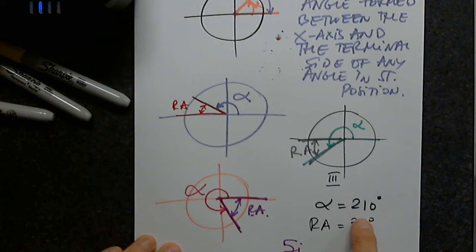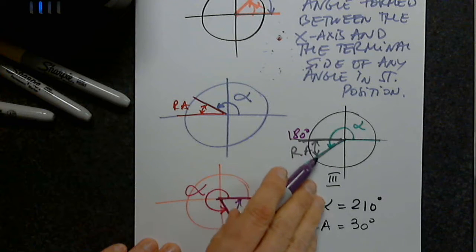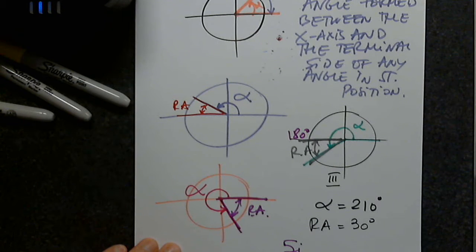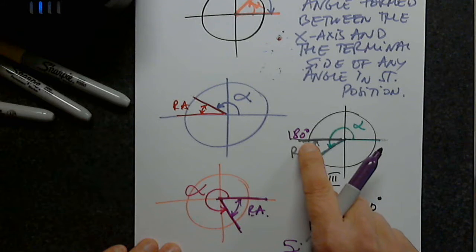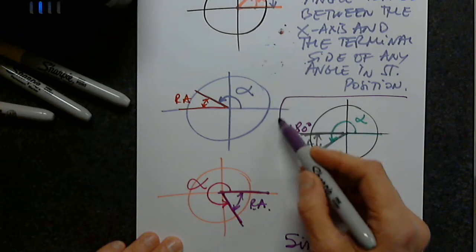Because I created an angle that I said was 210, and I know that this is 180. So the reference angle must be 30, right? Because this is 180. Okay. I thought you were in the fourth quadrant. No, I'm still here.